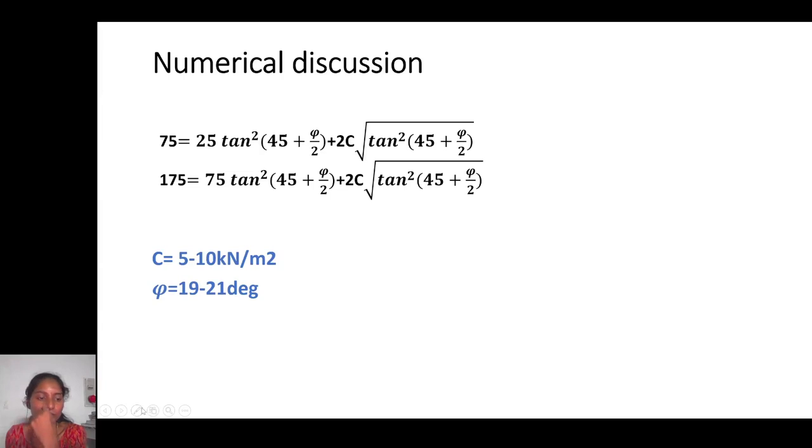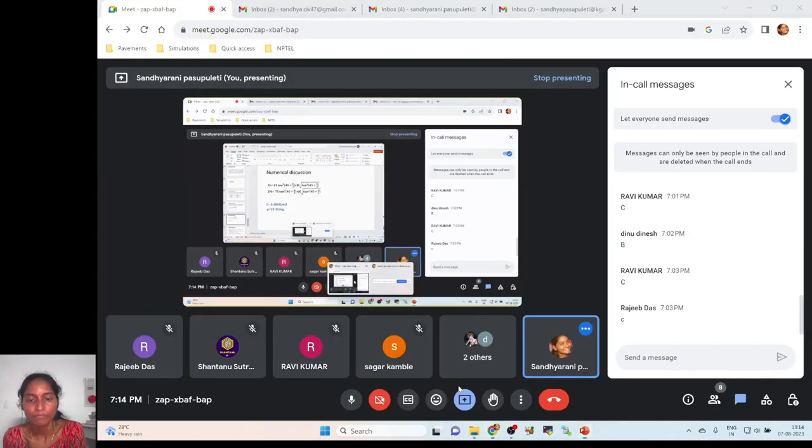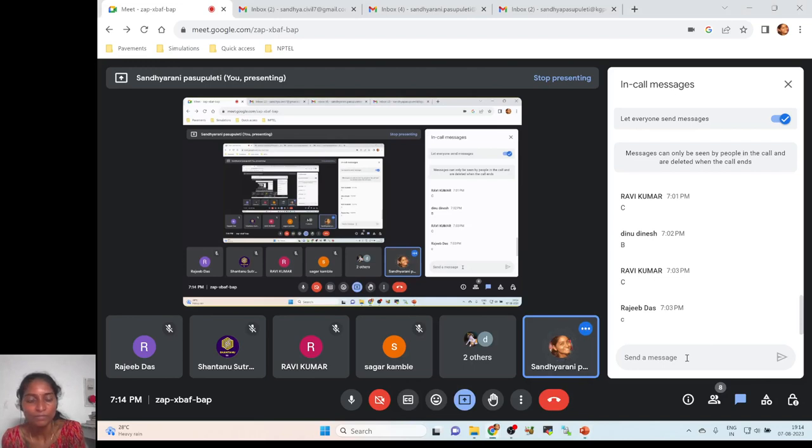So you can see here. If you take the first equation, you can substitute sigma d and then you can calculate sigma 1. If you substitute everything, in the first equation the unknowns are cohesion and phi, C and phi. In the second equation also C and phi. Because the unknowns are two, two equations are enough to solve this. You will be getting C and phi as this. Anybody have any doubt in this question? Okay.